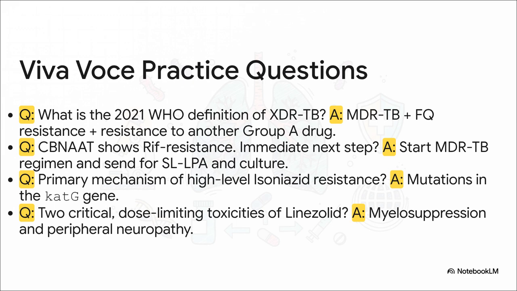The 2021 XDR-TB definition: that's MDR-TB plus resistance to a fluoroquinolone and another Group A drug. Your first step when CBNAAT shows RIF resistance: you start the MDR regimen immediately and send for more tests. High-level isoniazid resistance: katG gene mutation. The 2 killer toxicities of linezolid: myelosuppression and neuropathy. And if that QTc hits 510 on bedaquiline, stop other offending drugs, correct electrolytes, and watch that ECG like a hawk. Mastering these is key.